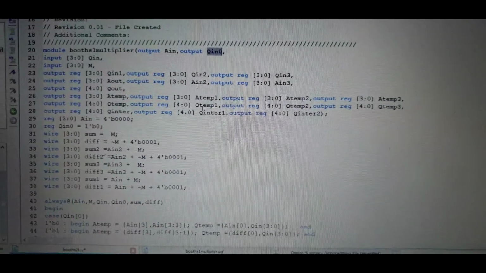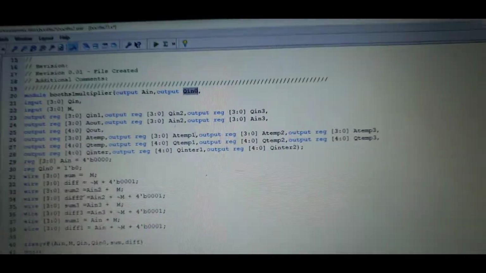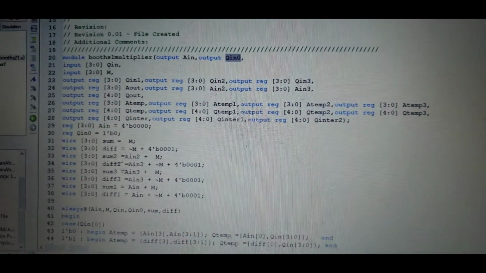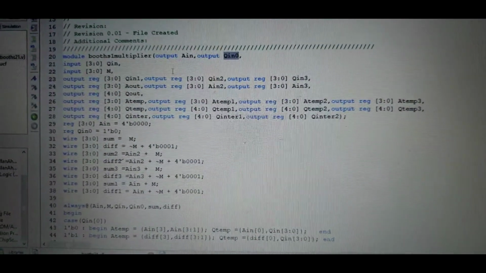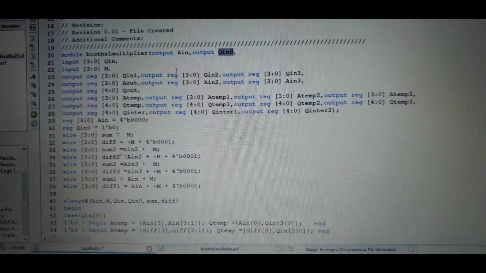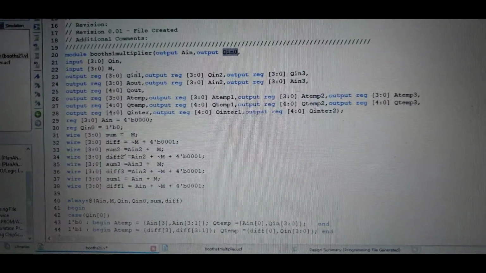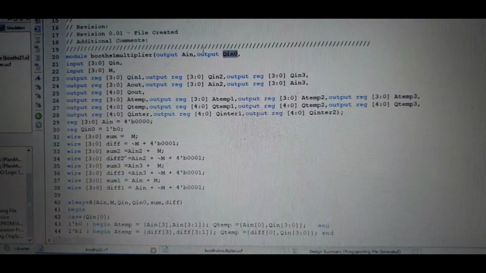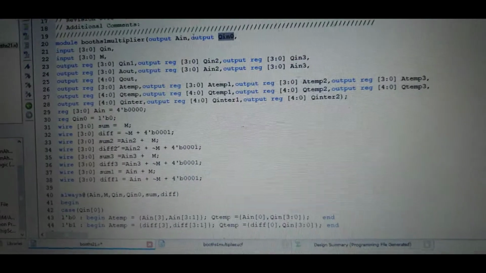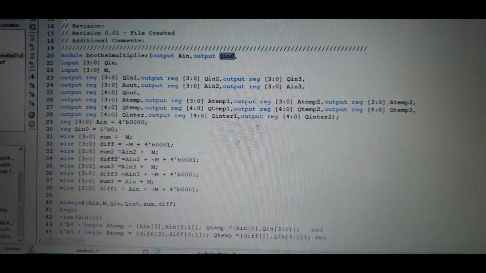Hello. So this time we have created a project on Booth multiplier, and what it does is it takes two numbers which are 4-bit each, and it generates basically an 8-bit output corresponding to that, which is a combination of both A out and Q out.